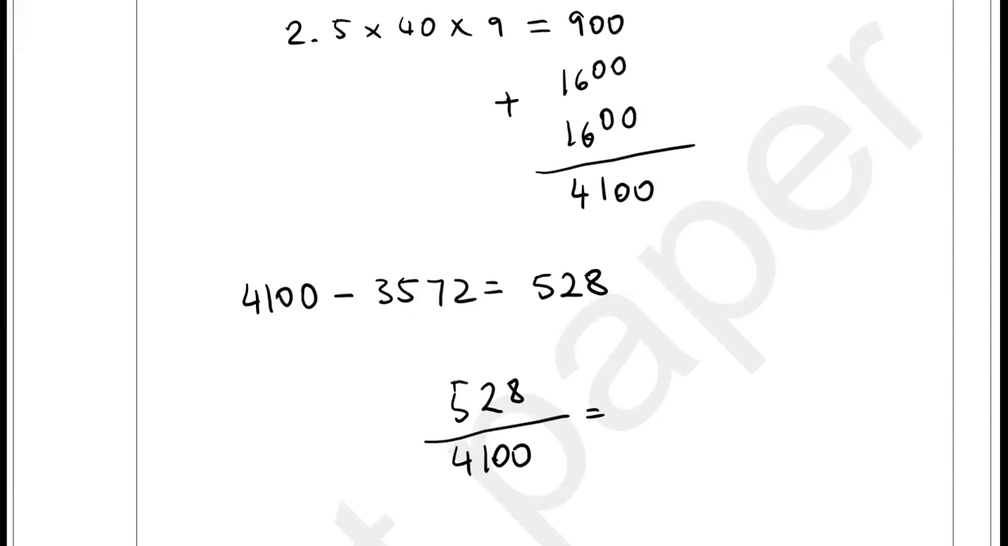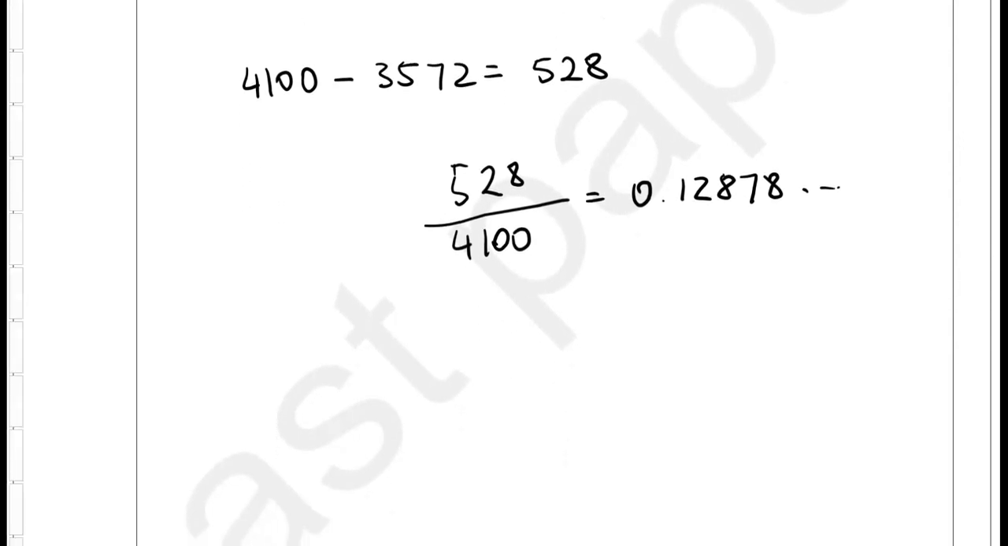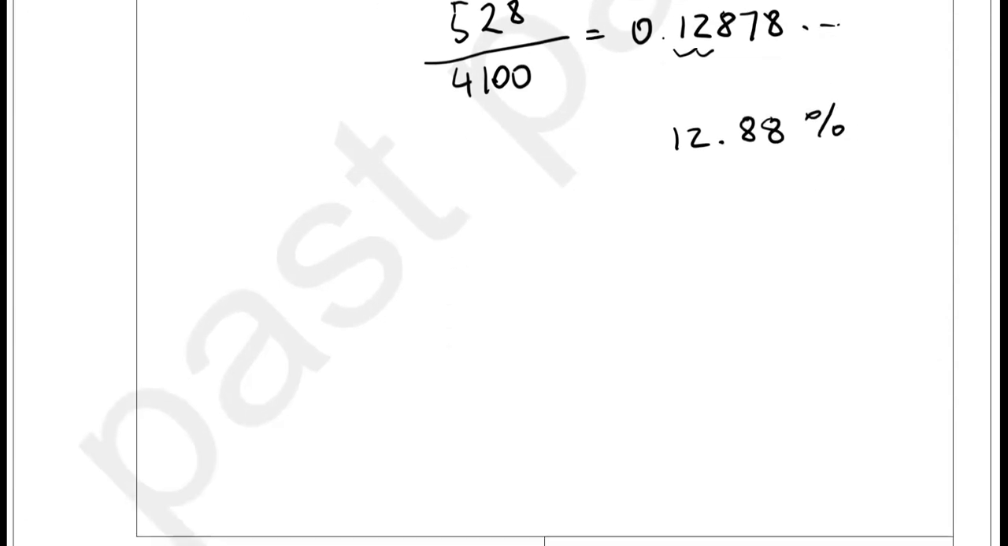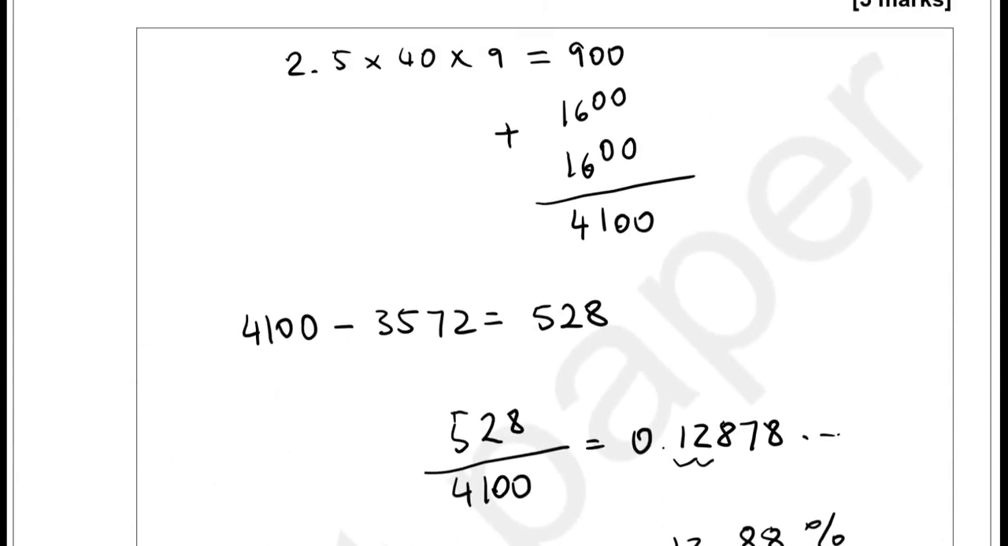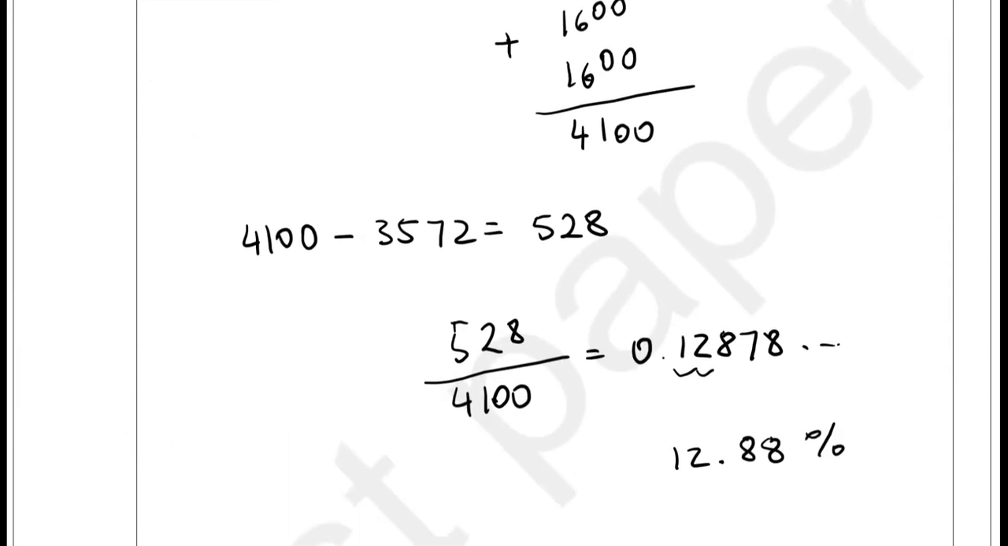And using a calculator to go 528 divided by 4,100 gives us 0.12878 and so on. To get this as a percentage, we multiply it by 100 or move the decimal point 2 places to the right. So then we get 12.88% rounded to 2 decimal places. And that answers the question.